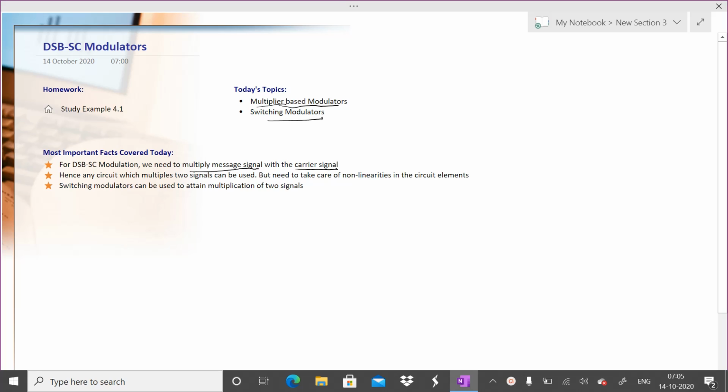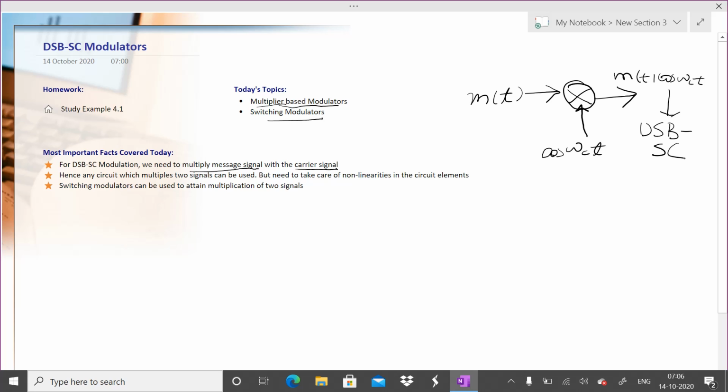As you know from the previous lectures, here is the simple goal. You have a message signal and you have a high frequency carrier wave. You want to multiply them and the result m of t cos omega ct is your DSB-SC double sideband suppressed carrier signal, which you can transmit via antenna. One of the ways is that you can directly use a multiplier circuit.